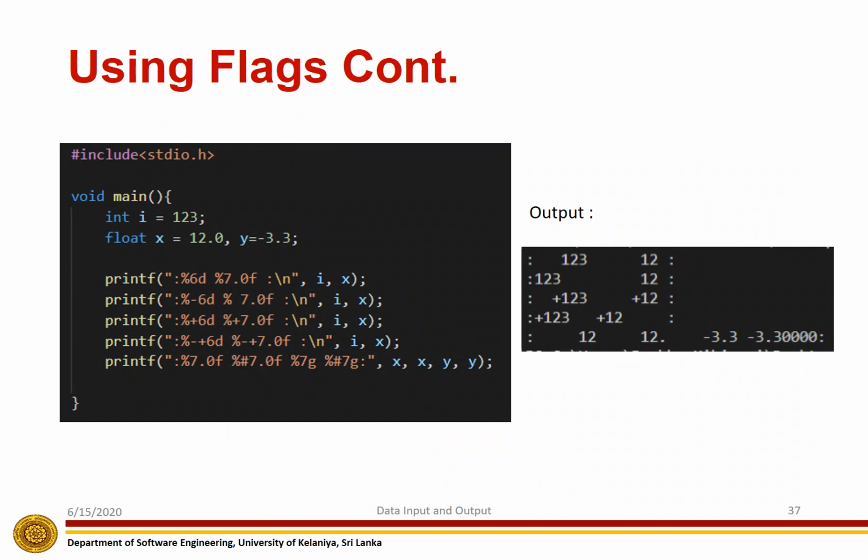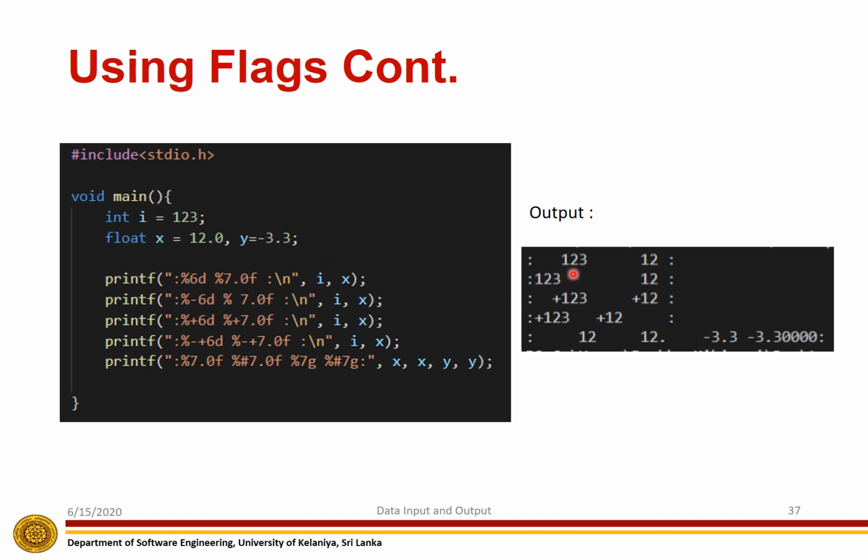In here you can see an example using the flags with integer and floating point numbers. In here first I have declared 3 variables and initialized them: int i equals 123, float x equals 12.0 and y equals minus 3.3. And this is the output that we get from this C code. And you can see in the first line there are no flags.